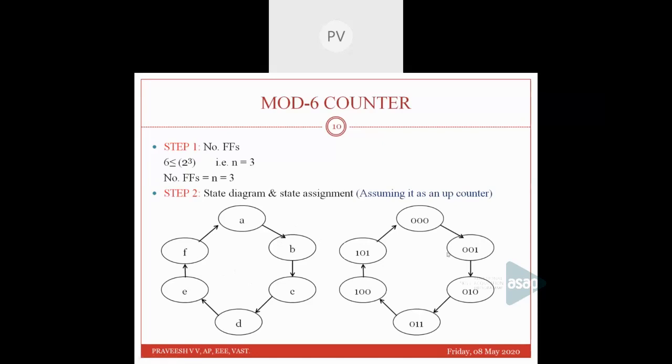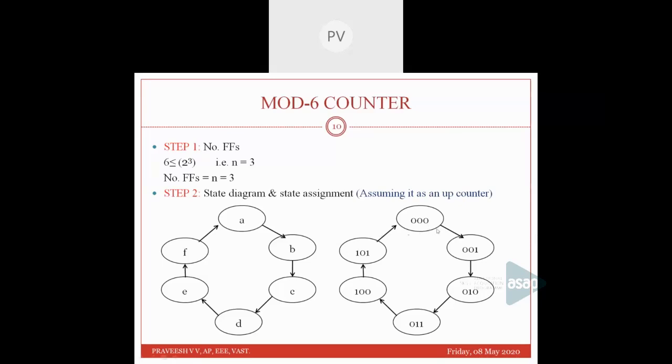Next is the assignment. You can also do direct state assignment. It is a mod 6 counter, 0 to 5, so I just give those values. First it will start counting from 0, that is 0 0 0, because I am having 3 flip-flops or 3 bits, so the 0 is represented by 0 0 0.